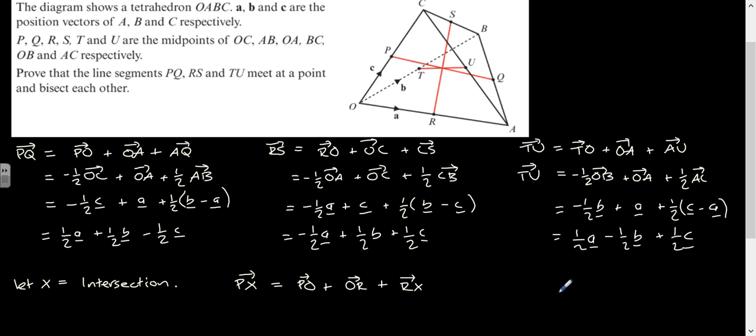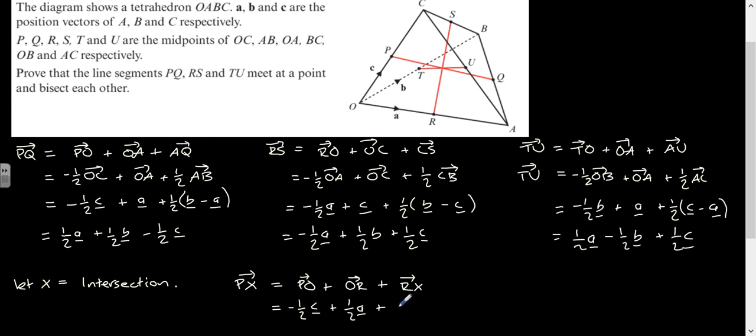What does that look like? P to O is minus 1/2 C. So I can go straight to that bit. O to R is 1/2 A. And from R to X is the interesting bit, because from R to X, we're traveling a fraction of the way along R to S. But we don't know what that fraction is. We're hoping it's 1/2, but we don't know that it's 1/2. So I'm going to leave it as an unknown.